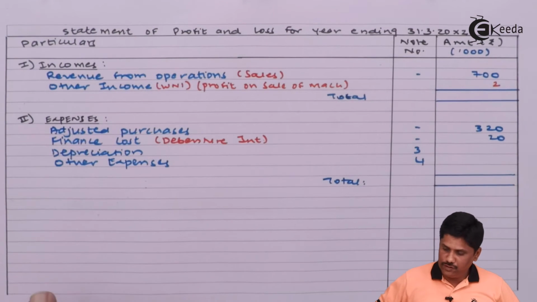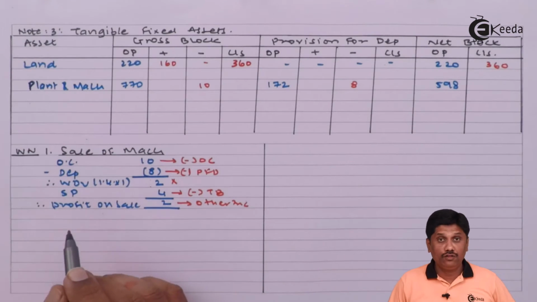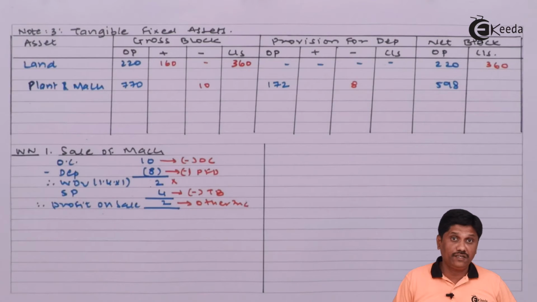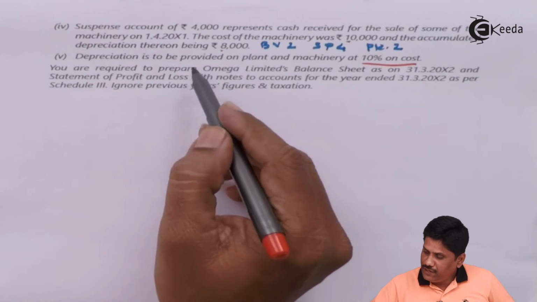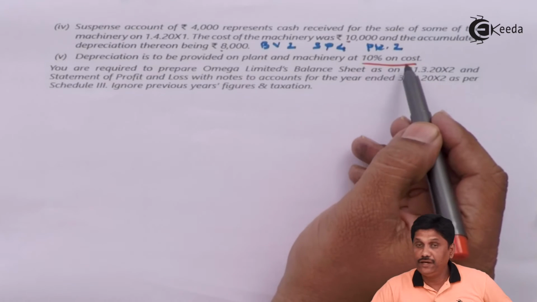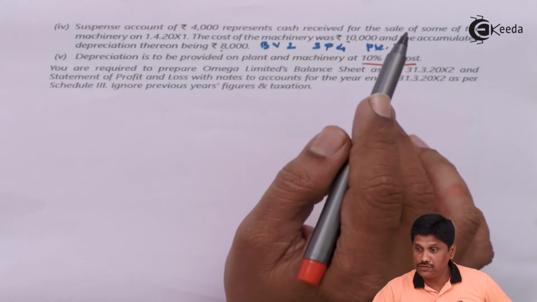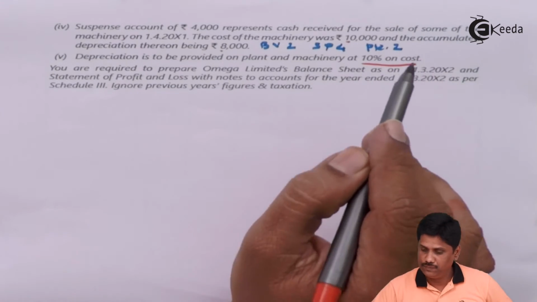$2,000. So I have written profit also. We have done the effect of all these things. Next we will see whether there is any depreciation to be provided. Depreciation to be provided on plant and machinery at the rate of 10% on cost. On cost is important, not on WDV.